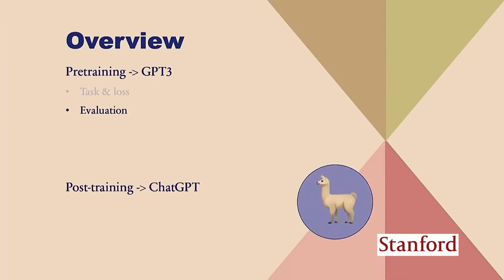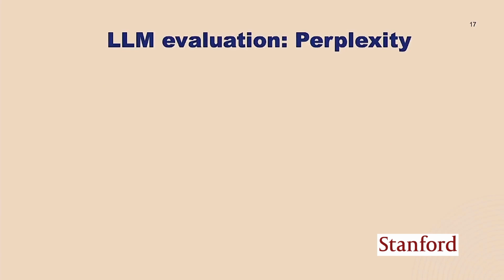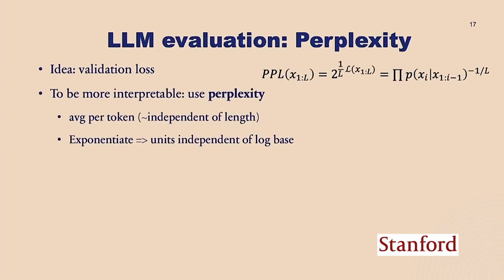Great. So we talked about the task, the loss, and the tokenizer. Let's talk a little bit about evaluation. The way that LLMs are usually evaluated is using what we call perplexity. At a high level, it's basically just your validation loss. The slight difference is that we use something slightly more interpretable: we take the average per token loss, and then you exponentiate it. The reason you exponentiate is, one, the loss has a log inside, and humans are pretty bad at thinking in log space, but two, logs depend on the base of the log.